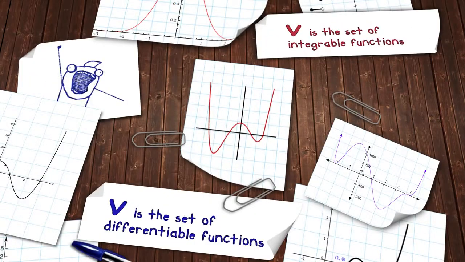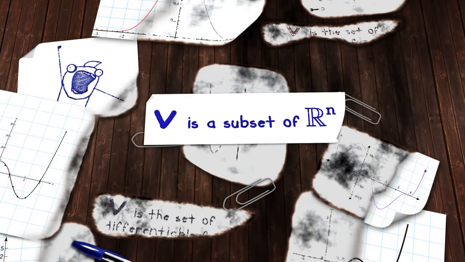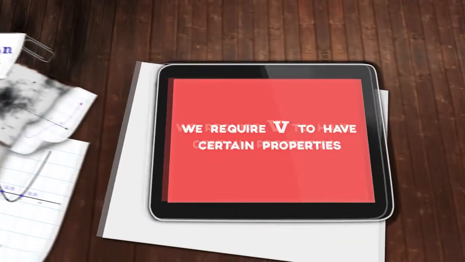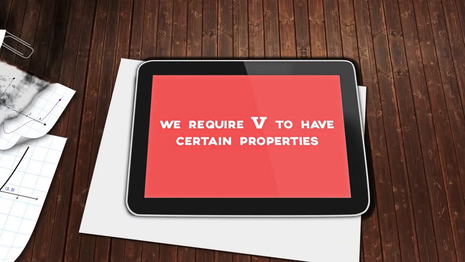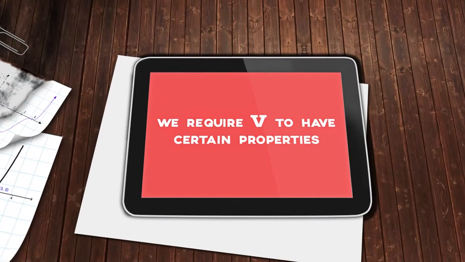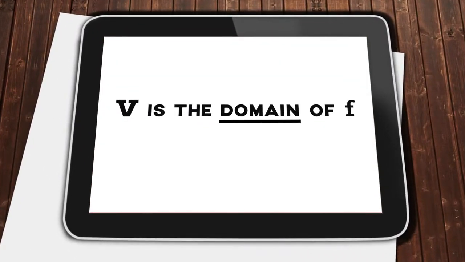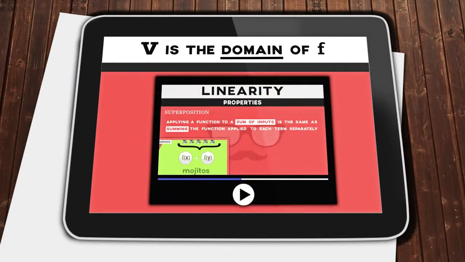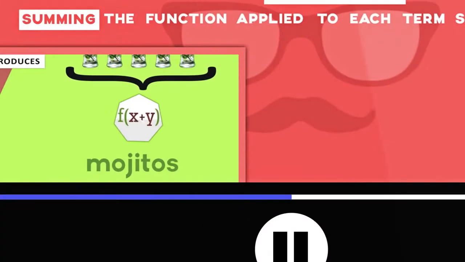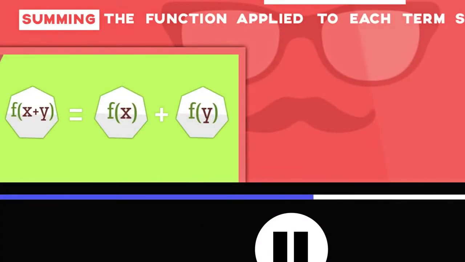But for this course, we're going to assume V is a subset of R^n. Moreover, we require V to have certain properties. Recall that our definition of a linear function took V to be the domain of f. f(x plus y) equals f(x) plus f(y).